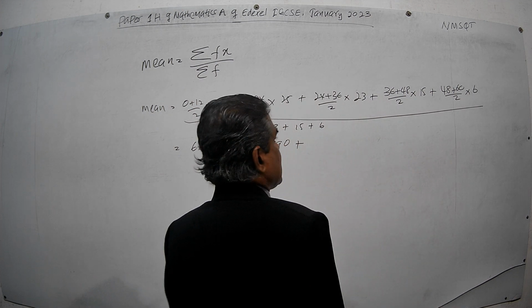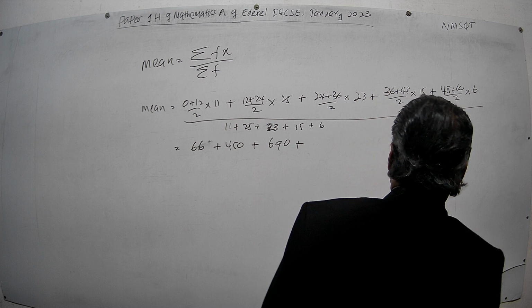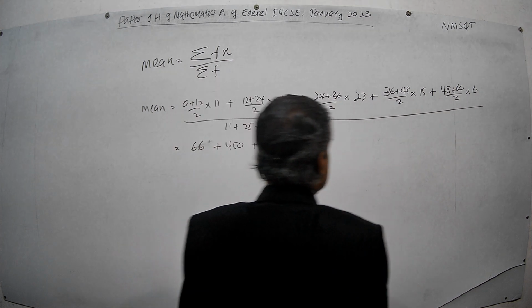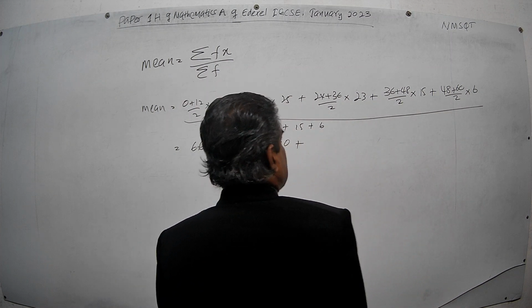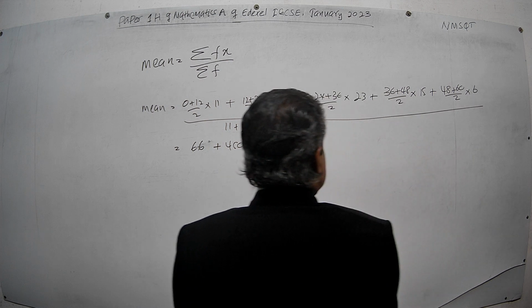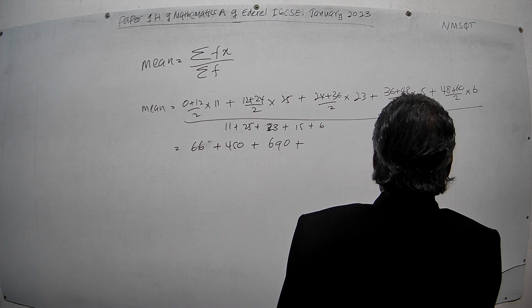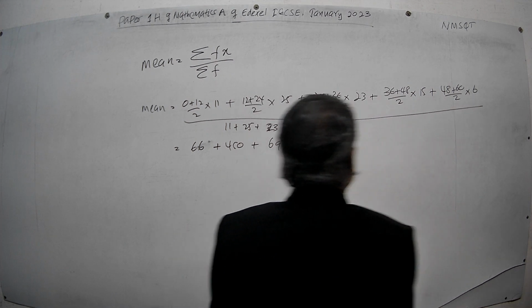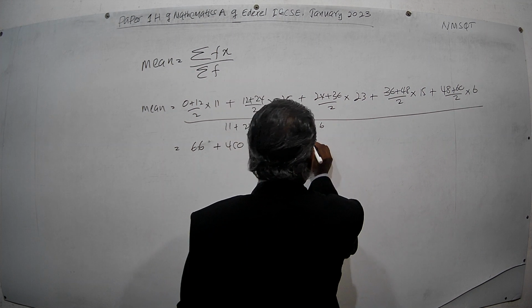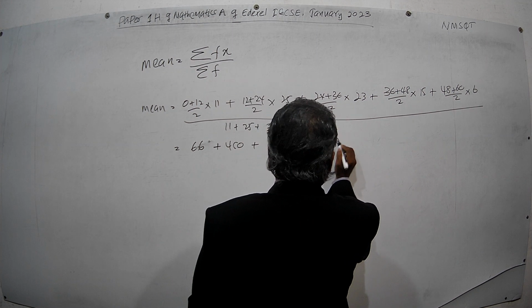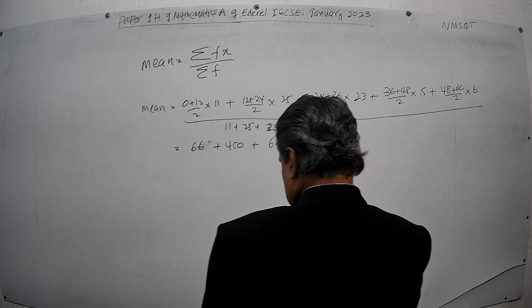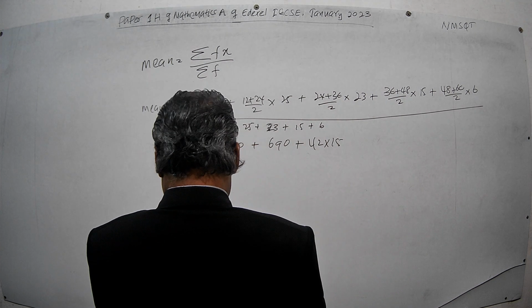Then plus 36 plus 48. 36 plus 48, how much? 36 plus 48 is 84. 84 divided by 2 is 42. 42 into 15, how much?